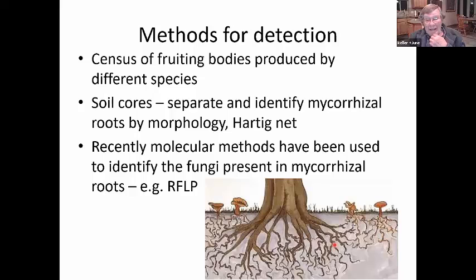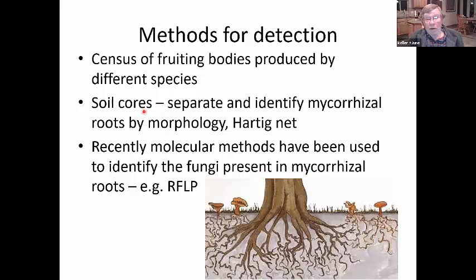How does one detect these if they're down in the ground and they're covered up by soil and surrounded by the roots? Well, one way that people have done it is to go out and count and identify the fruiting bodies. So if you see these fruiting bodies and you can go to the literature and see if they're mycorrhizal, then you'll know what might be there.